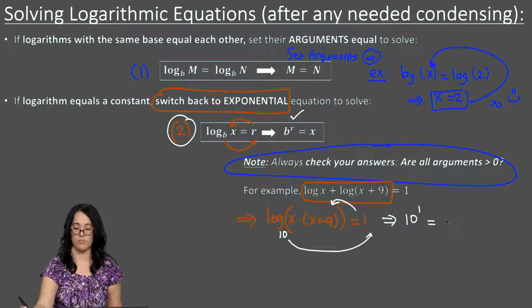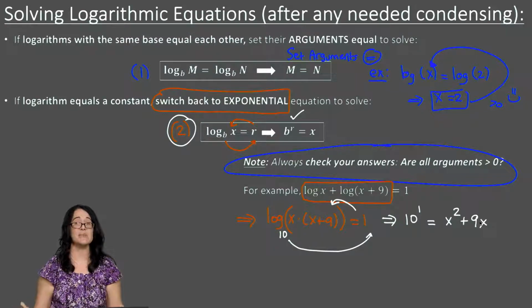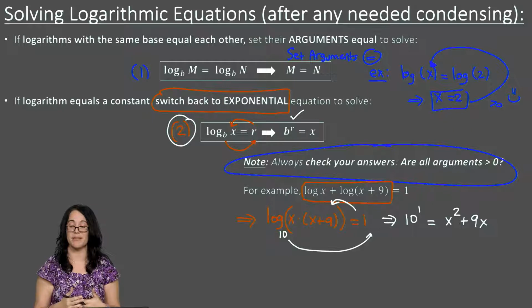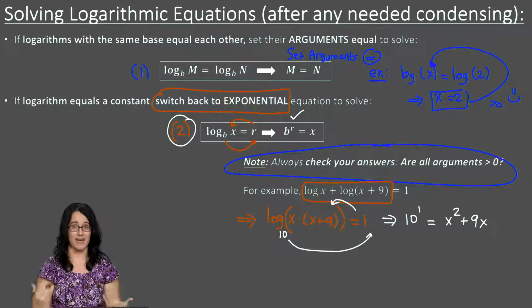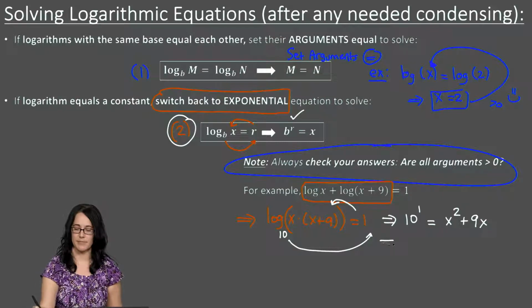Equals my argument, which I could distribute as x squared plus 9x. At this point, this is technically just a lower level algebra question, right? We're asking you to solve a quadratic equation. But the kicker will be, once you get your two answers for x, check them. Do they truly keep your arguments positive? Otherwise, they're not valid inputs. So let's see what happens.